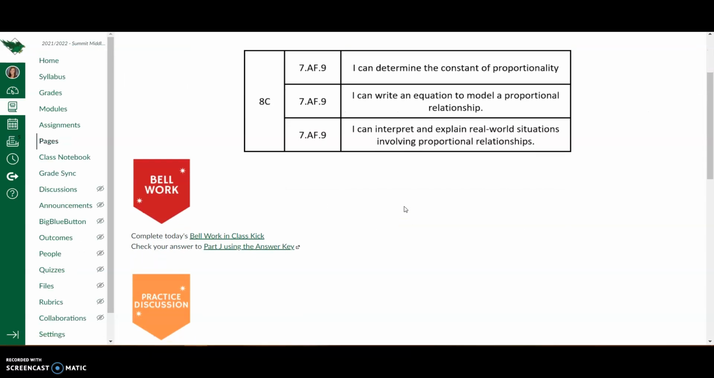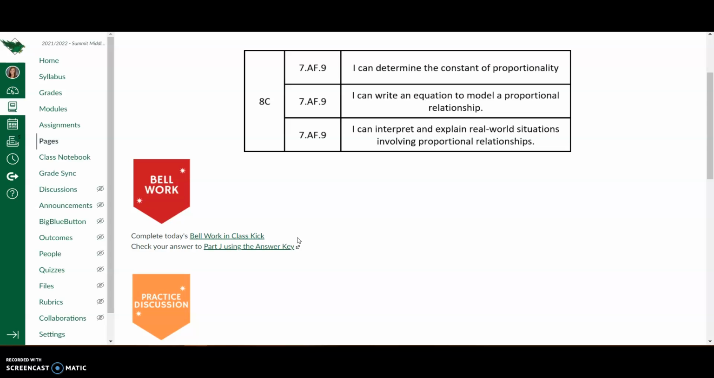So we've already talked about proportional relationships in tables and graphs. So now we're going to learn what they look like in equations. First thing you're going to do for today's e-learning day is to do your class kick. So there are 3 questions in your class kick. On the right hand side we're doing part J, so make sure you do those 3 questions.